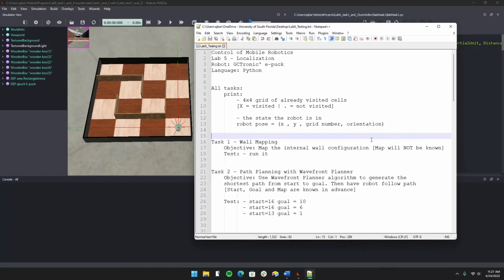For task 1, it's the mapping section, the wall mapping, so I use a combination of algorithms to find where the robot is and then mark that cell as visited, as well as all the walls that I detected at the time. In the end, the robot should have all the cells marked as visited, and the entire internal wall configuration should be stored for printing.